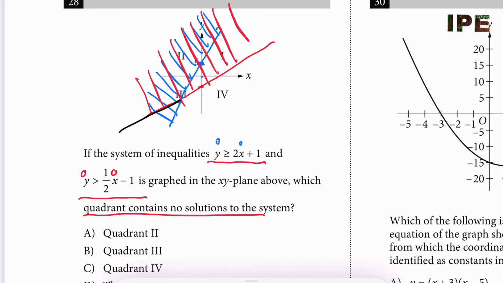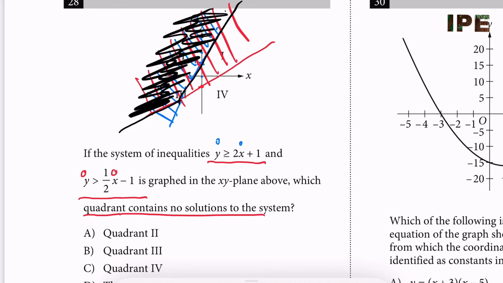Actually, this line and this line, this area is the overlapped region. So the first quadrant includes some part, this part is the first quadrant. Definitely the second quadrant includes this much. What about the third quadrant? Yeah, that includes this much, right? The fourth quadrant never includes that area, right? So the fourth quadrant never contains any solution.